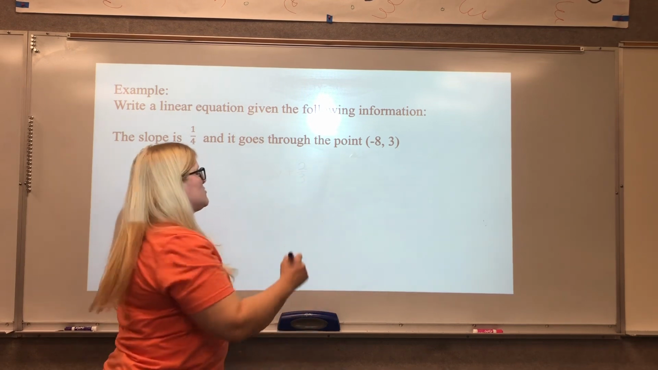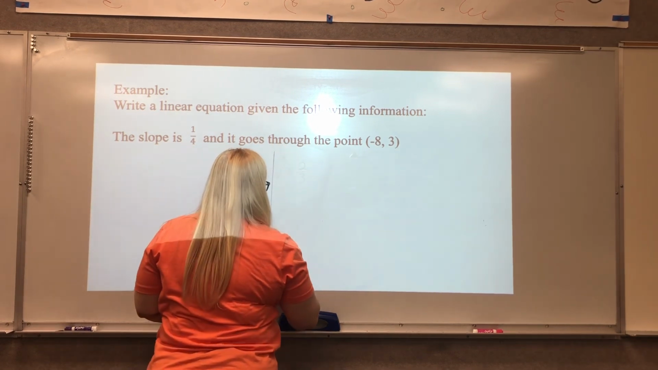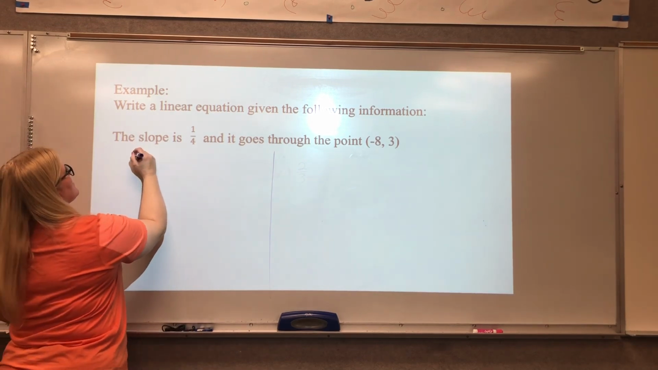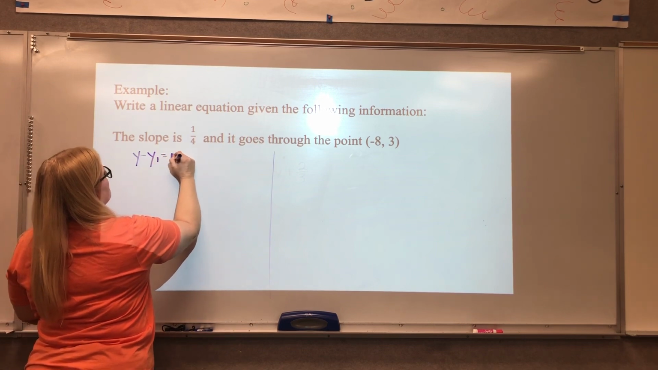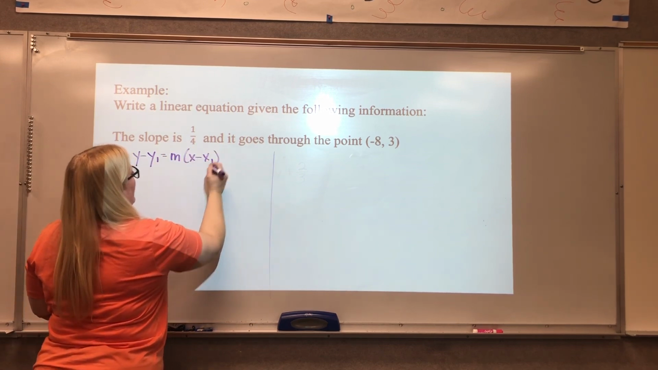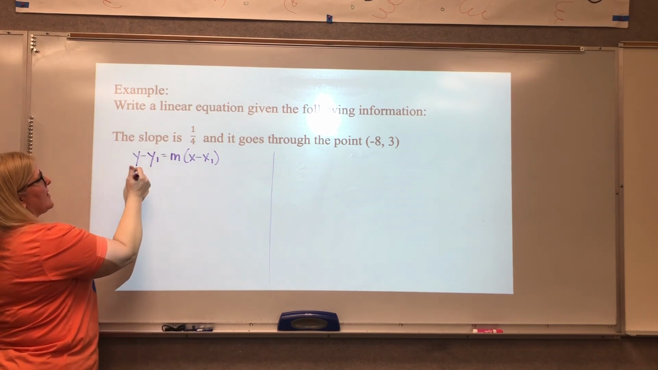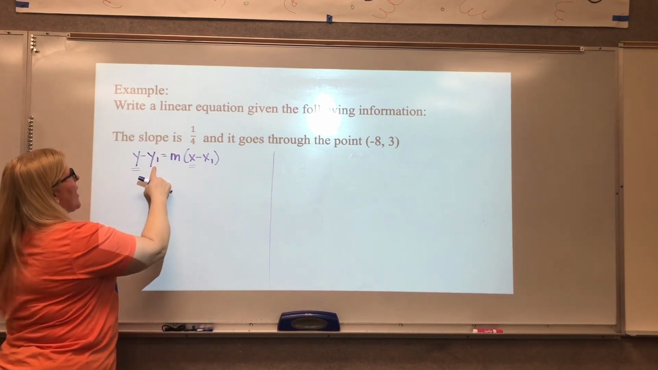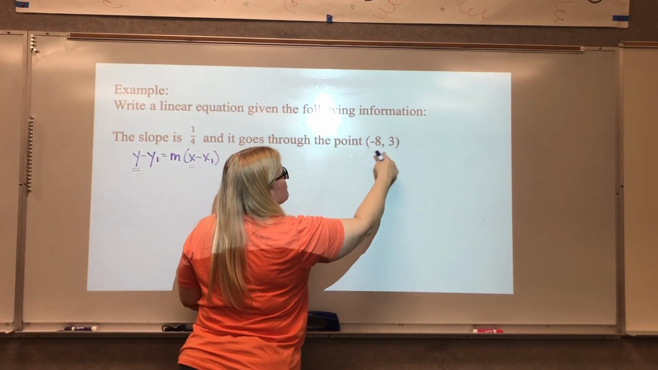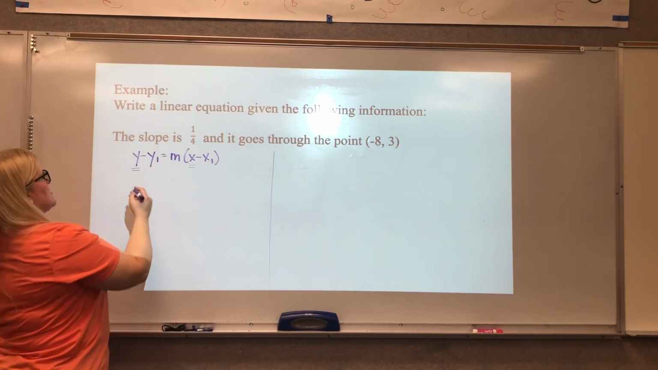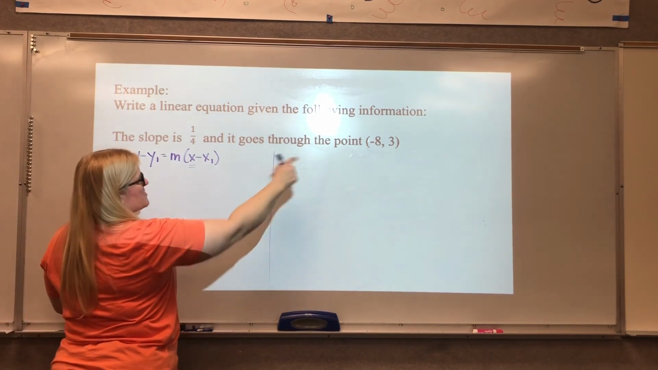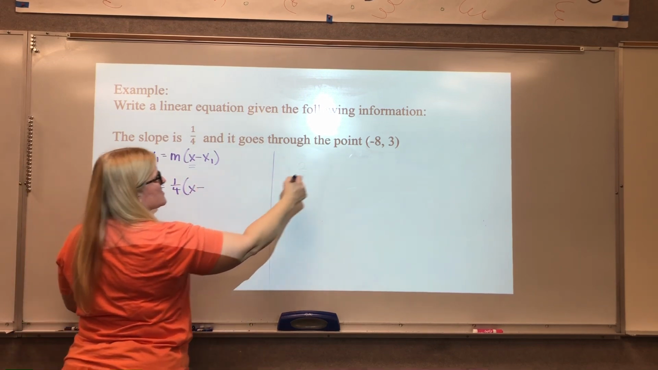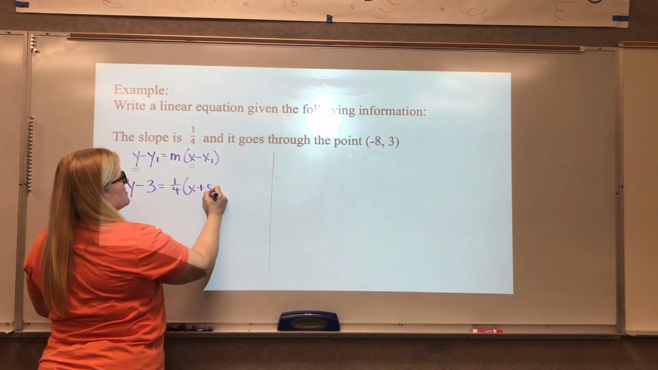All right, so the next kind of problem is when we're given the slope and a point, and this is where we can use the point-slope form, but we can also use the slope-intercept form. So if I use point-slope form, I just plug things in. This y and this x are going to stay y and x. y1 and x1 are going to be my point right here. So y minus y1, which is 3, equals 1/4 times x minus a -8, which gives me a +8.